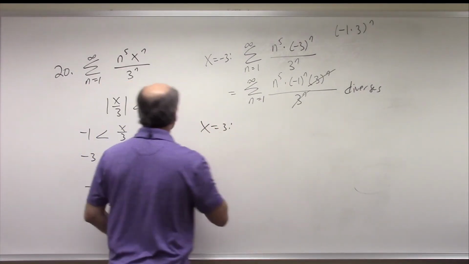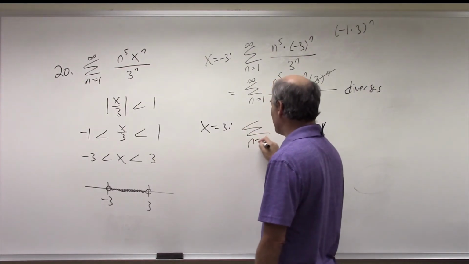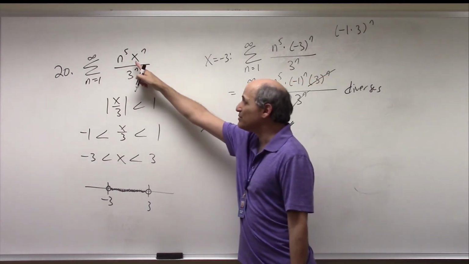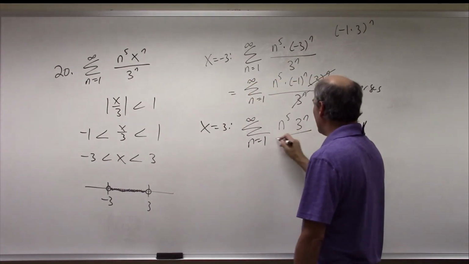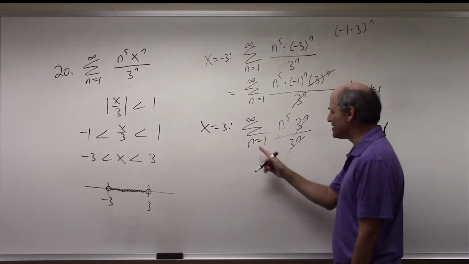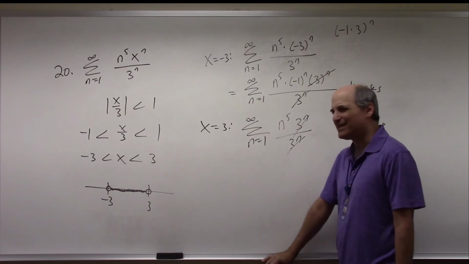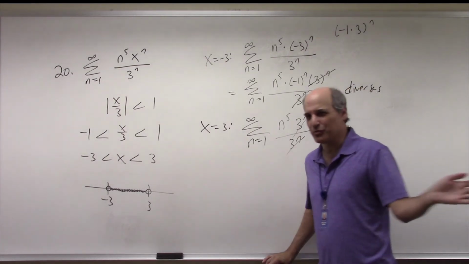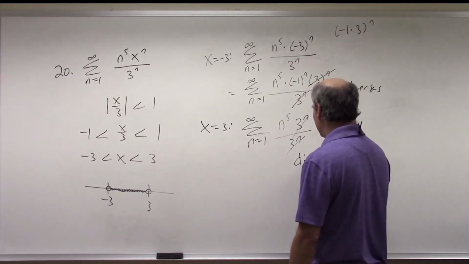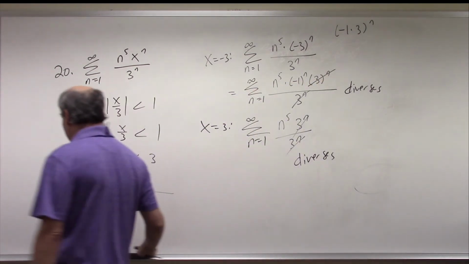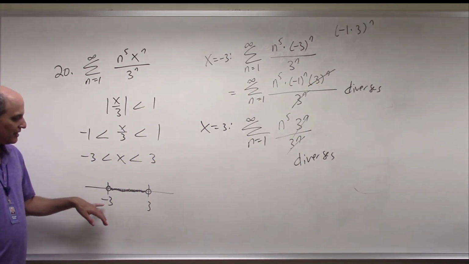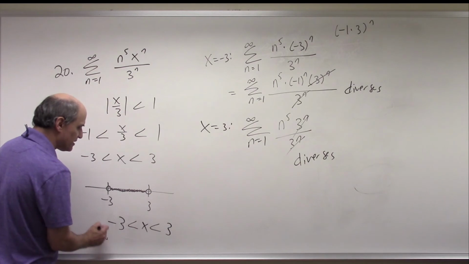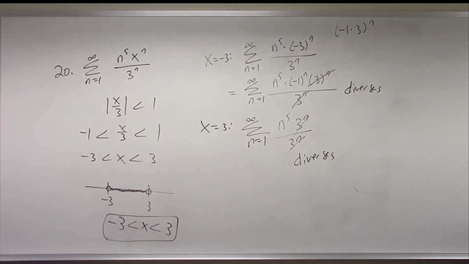If x is positive 3, it's a little easier to see that it diverges, because in that case, I have n to the fifth power times 3 to the n power over 3 to the n power. Those cancel. This is just the sum from 1 to infinity of n to the fifth. That is 1 to the fifth plus 2 to the fifth plus 3 to the fifth plus 4 to the fifth plus 5 to the fifth. That's rushing off to infinity. So this one also diverges. So essentially here, we have only values between negative 3 and positive 3 for which this power series will converge.